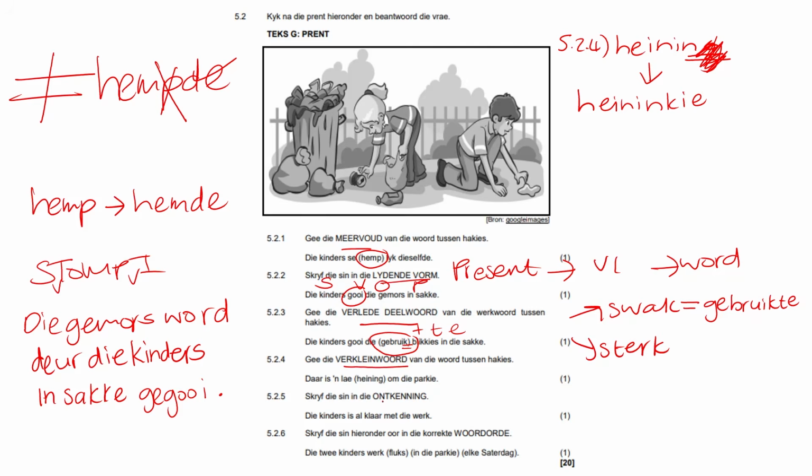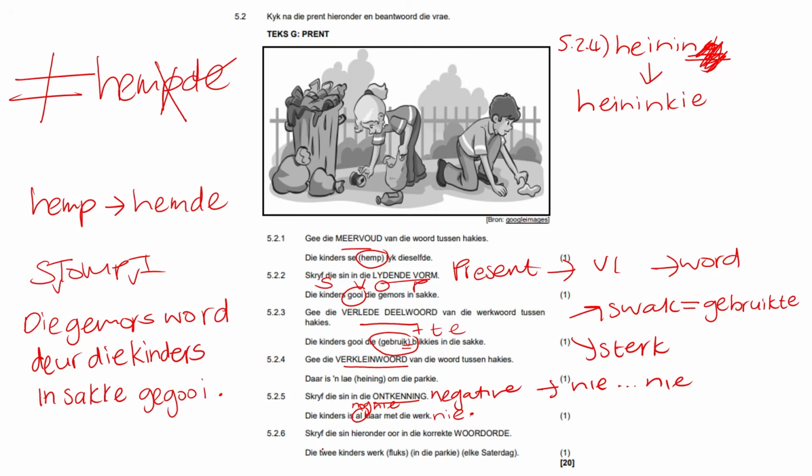Okay. Skryf die sin in die onkenning, in the negative. Remember, negative is nie. Okay. Die kinders is al klaar met die werk. So what happens here? First and foremost, al has to change to nog nie. So now you have die kinders is nog nie klaar met die werk, and always nie at the end because it's nie. So die kinders is nog nie klaar met die werk nie, full stop.